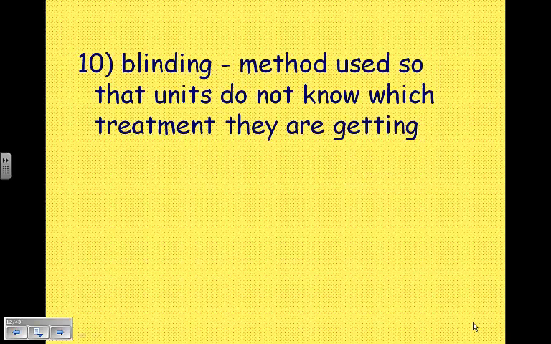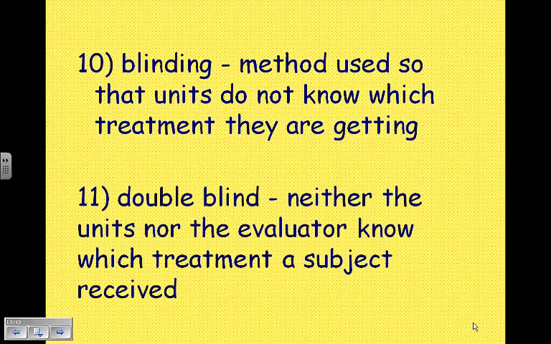That leads us into something called blinding. Blinding is a method that's used so that the units do not know which treatment they are getting. We don't want the rabbits to know which method they're getting, and it doesn't really matter for rabbits, but for people it might make a difference. If people know they're getting some super duper brand new experimental drug, they may start thinking, wow, I'm feeling better because I'm getting this brand new super duper experimental drug, and their subconscious might make them start feeling better. So it's better if they don't know what they're getting.